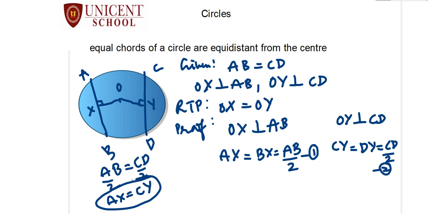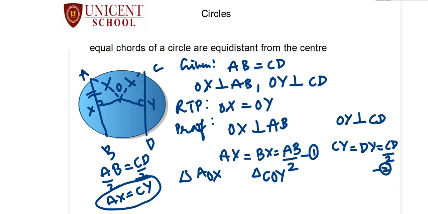We got AX equals CY. Now we compare these two triangles, which we get by joining AO and CO. We get two triangles, that is triangle AOX and triangle COY. When we compare, in these we know that one angle is 90 degrees, OA is equal to OC, and AX is equal to CY.